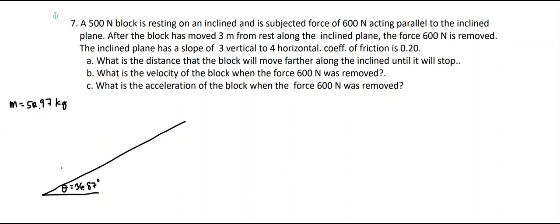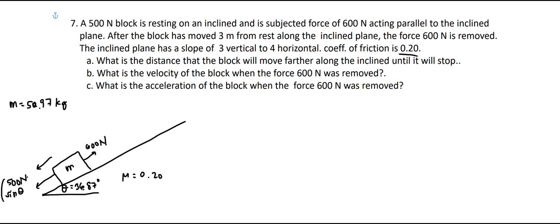So let's say we have our block here. There is a mass m, and it is subjected to a force of 600 newtons going upward. And due to its own weight, it also exerts a force going down that has a value of 500 newtons, which is its weight, times the sine of theta. Also, due to the frictional force at the surface, there is a coefficient of friction of 0.2, which will also tend to slow down the motion of the block.